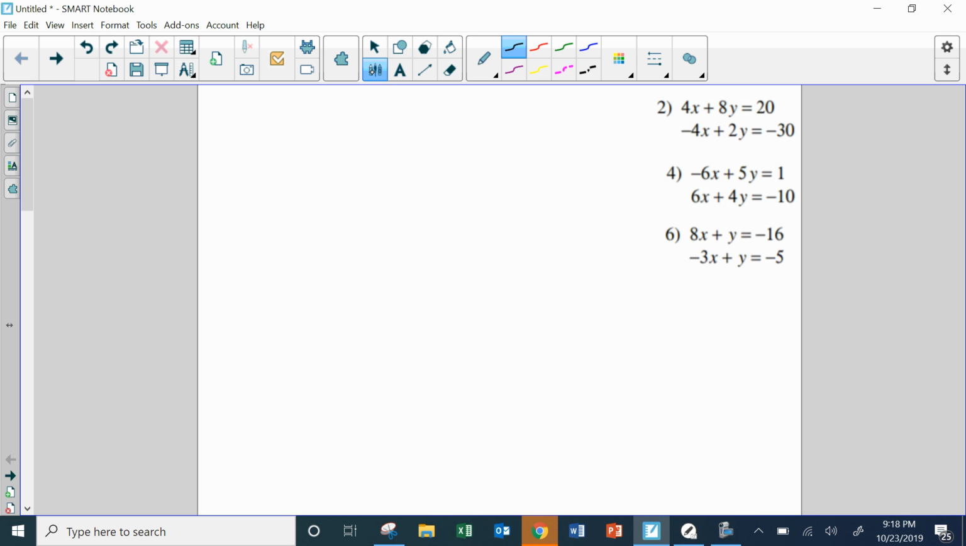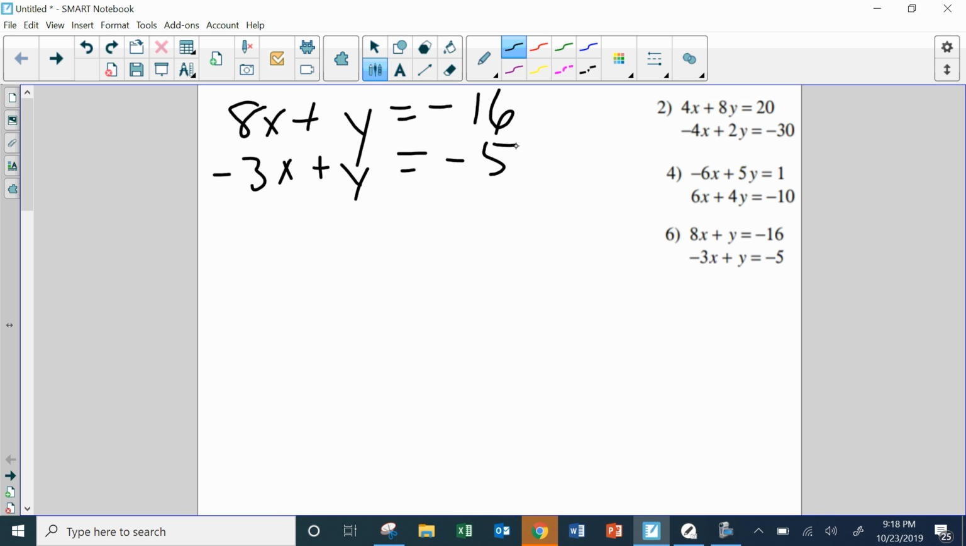All right. So 8x plus y equals negative 16, negative 3x plus y equals negative 5. Now, here's our first tricky problem. If we try to add these vertically, so I put a line here, I add them up, I would get 8 plus negative 3x is just 5x. But then I would get y plus y is 2y, and that would equal negative 21.